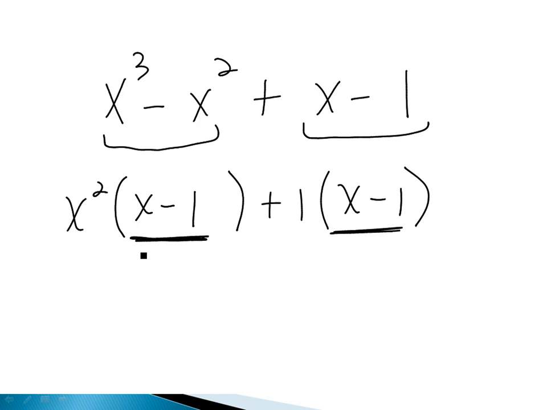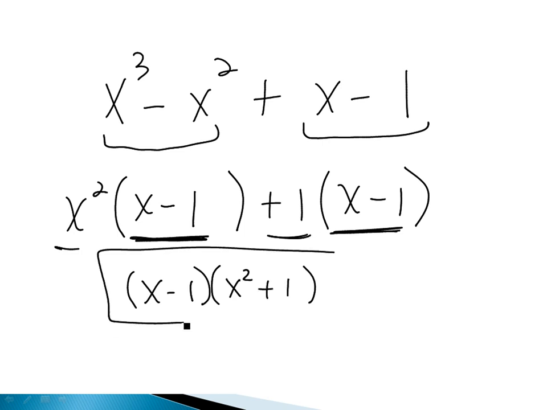Alright, so we're not finished yet because we got the GCF here. Now it's x minus 1. Take the x minus 1 out. And what are we left with? We're left with the x squared. And we're left with the positive 1. Therefore, the answer is x minus 1 times x squared plus 1. Moving on.